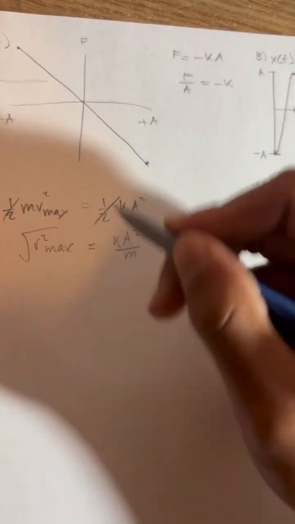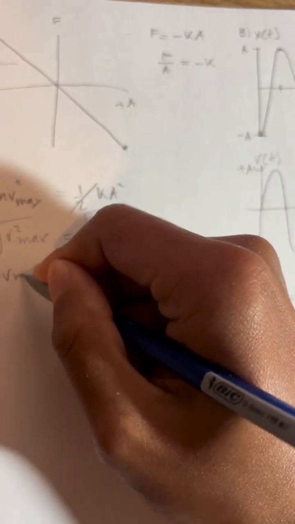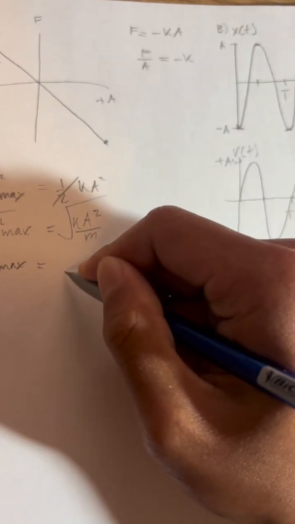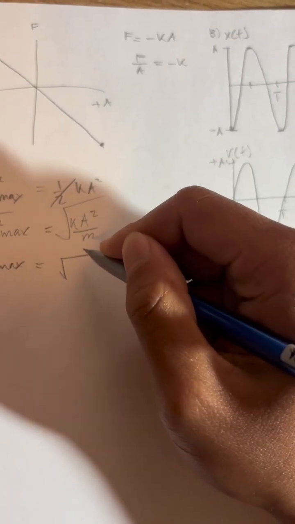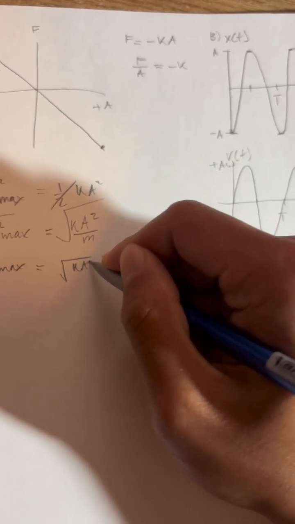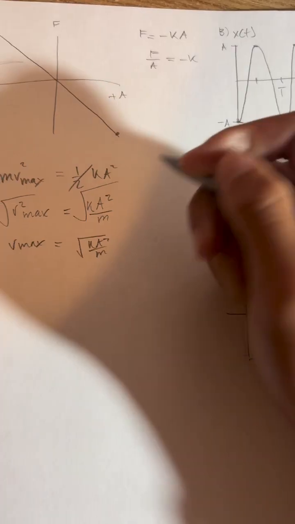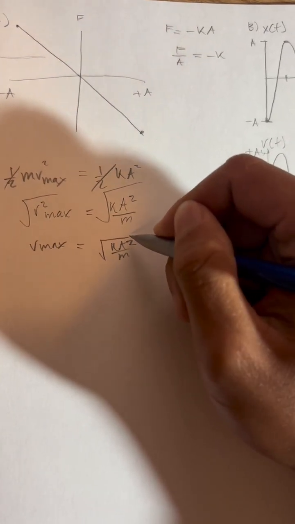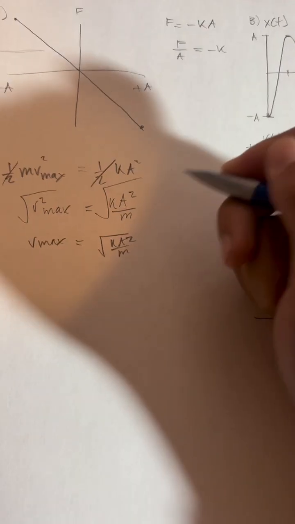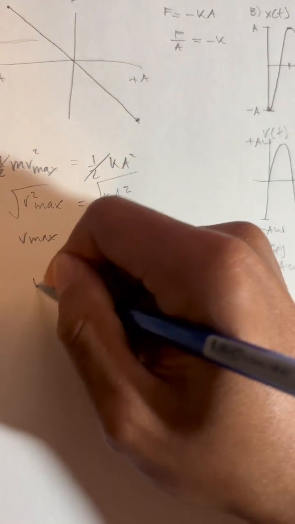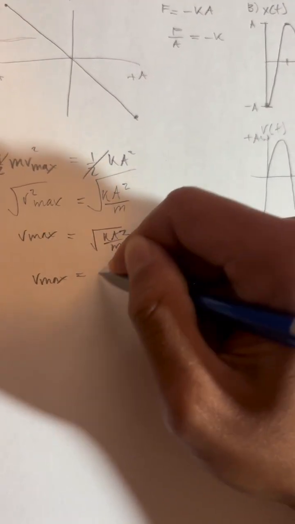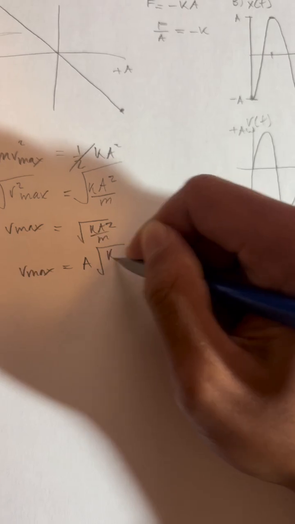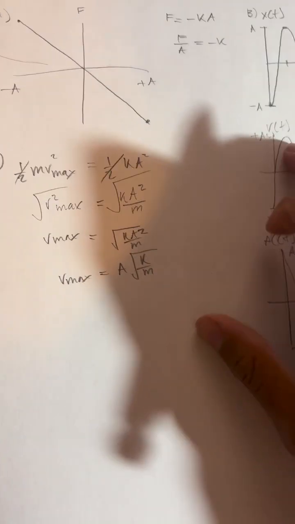And then I'm going to square root this, so I have v max is equal to the square root of k A squared over m, like this, right? But then the A squared, well, that's ugly. The square root of anything squared is just itself. So I have A and then radical k over m, right?